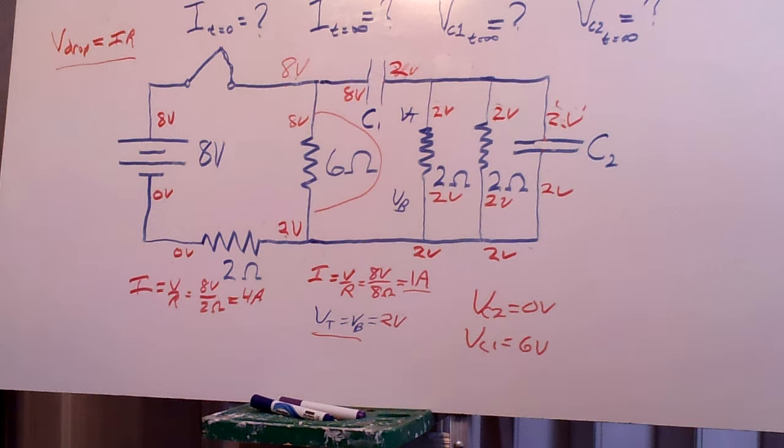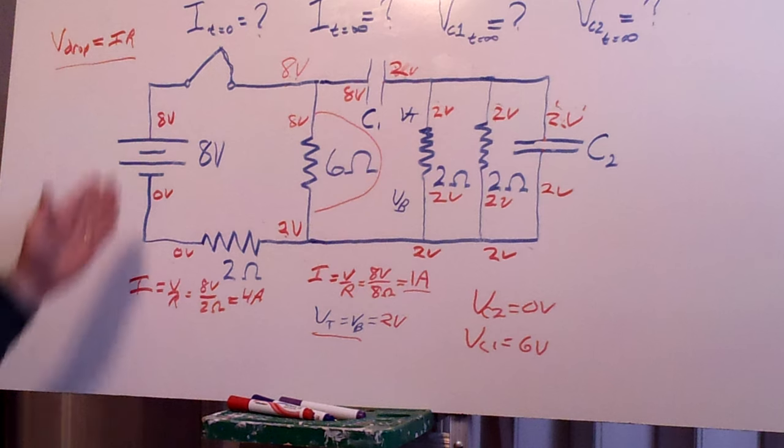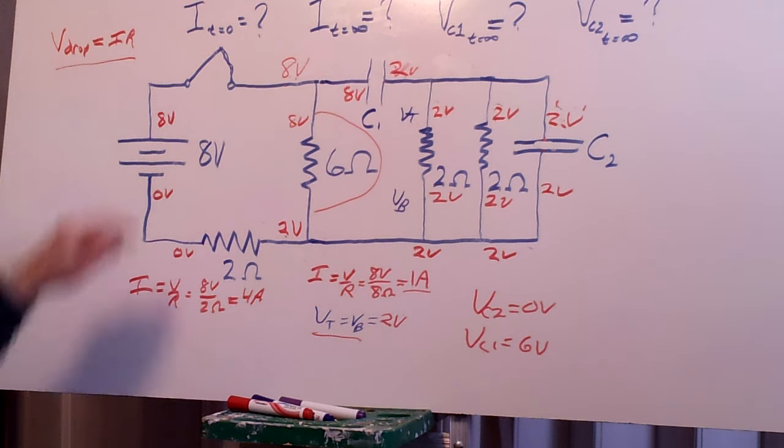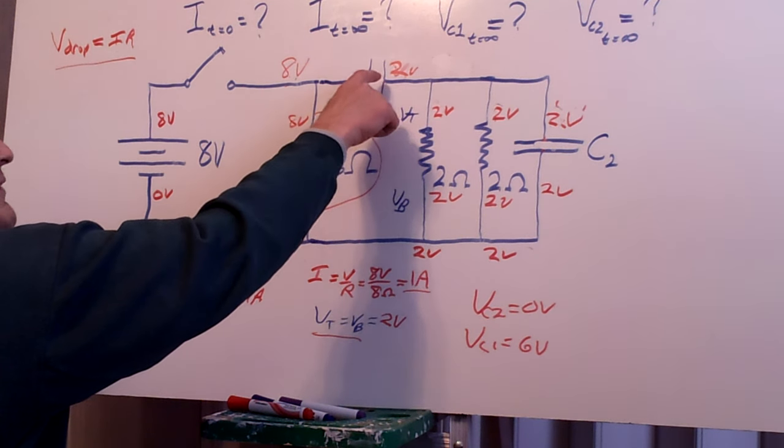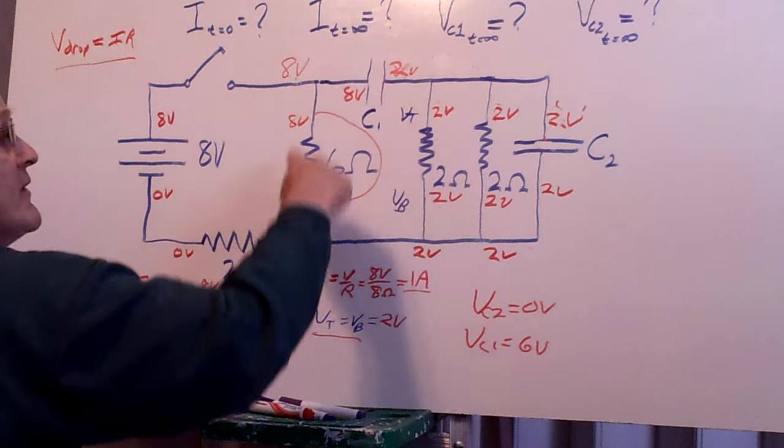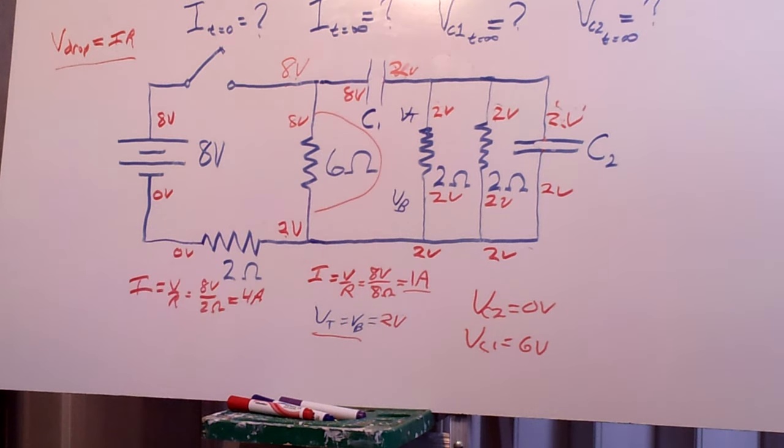And that answers all 4 of our questions. Well, what happens at the beginning and what happens at the end after our switch is closed? Then you can ask, well, what happens when I open it back up? And the result of that will be this capacitor will discharge through these resistors, and eventually it will end up with no voltage at all as well.